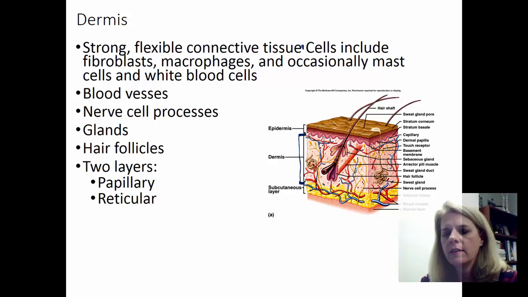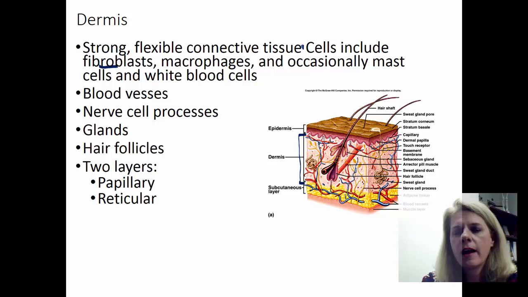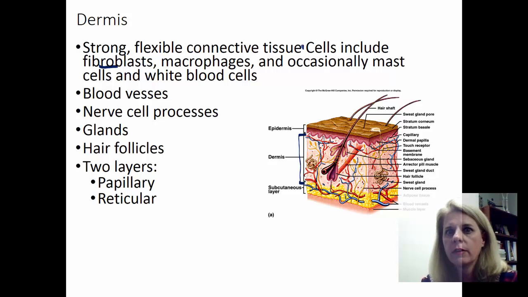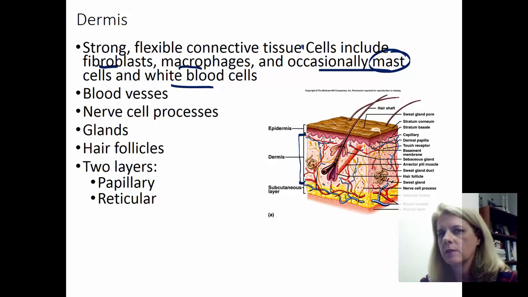The cells that you find in the dermis will be fibroblasts, so that makes fiber, so kind of gives it structure. Macrophages for immunity. And you're also going to see some mast cells and white blood cells. Mast cells make histamine, so if you touch something that makes you itch, that's because those mast cells make that histamine. So you take an antihistamine to quit itching. And then white blood cells are in there trying to fight off any kind of things that may invade your skin.